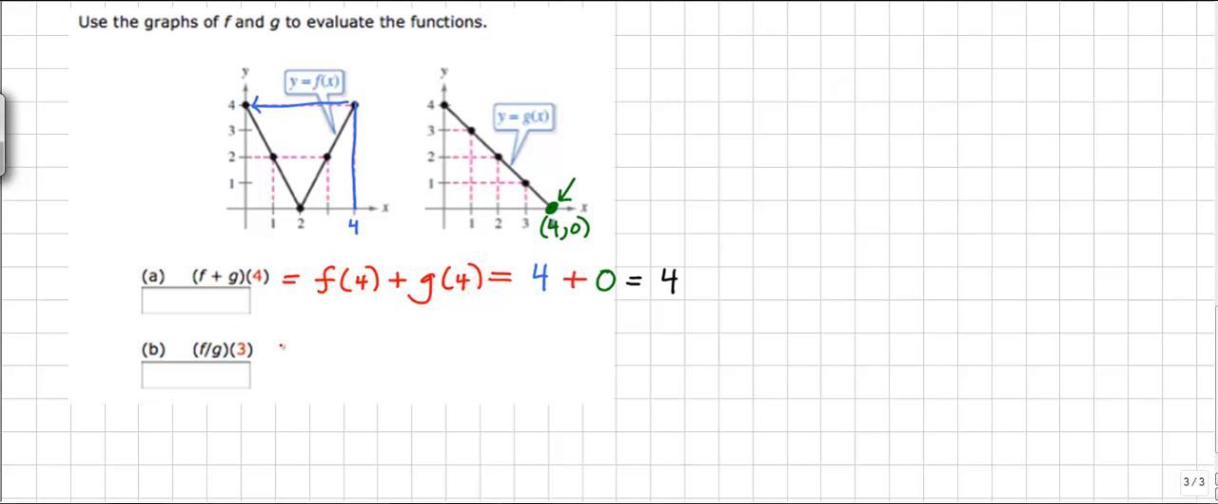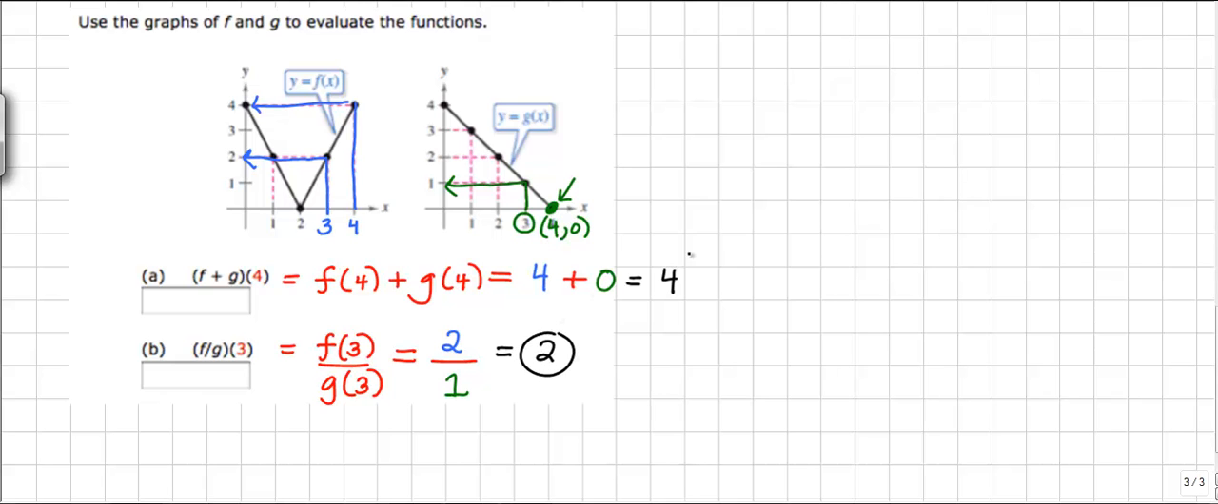And then in a similar manner, f divided by g of 3 means f of 3 divided by g of 3, provided g of 3 is not 0. Okay, f of 3 means we go to the graph of f, look at x equals 3, find the y value, which in this case is 2. And for g of 3, we go to the graph of g, find x equals 3, and locate the corresponding y value, which in this case is 1. And 2 over 1 would actually give us the value of 2.